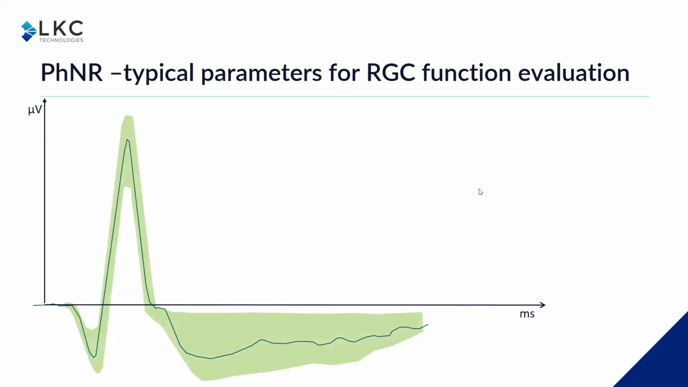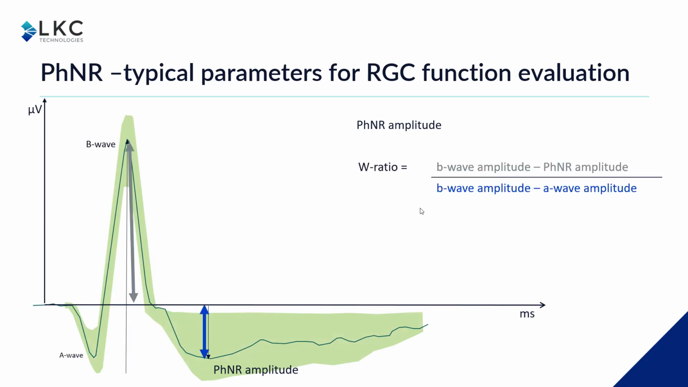However, running this test is to check if the ganglion cells are working. So usually we have suspected patients with maybe some lower functionality of retinal ganglion cells. Before, we looked at the photopic negative response amplitudes. We also recommended that you sometimes look at the W ratio, which is a combination of the different values.